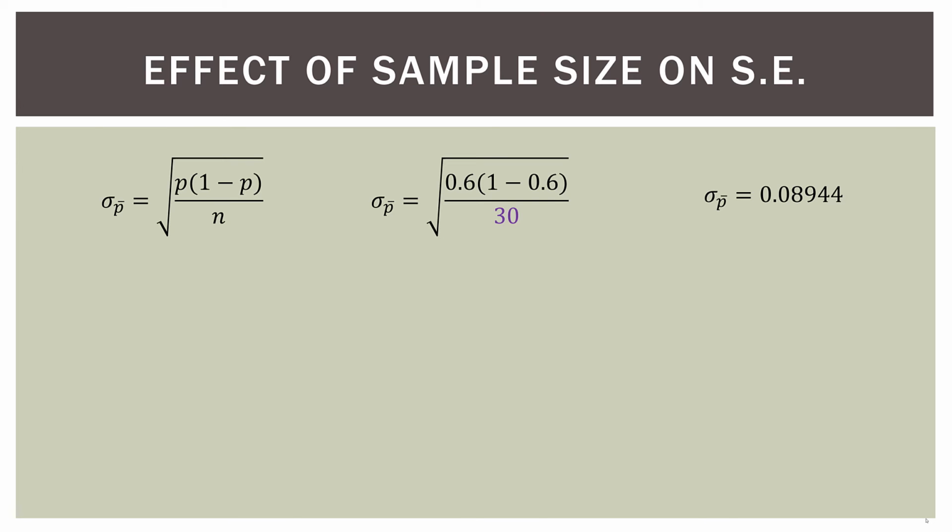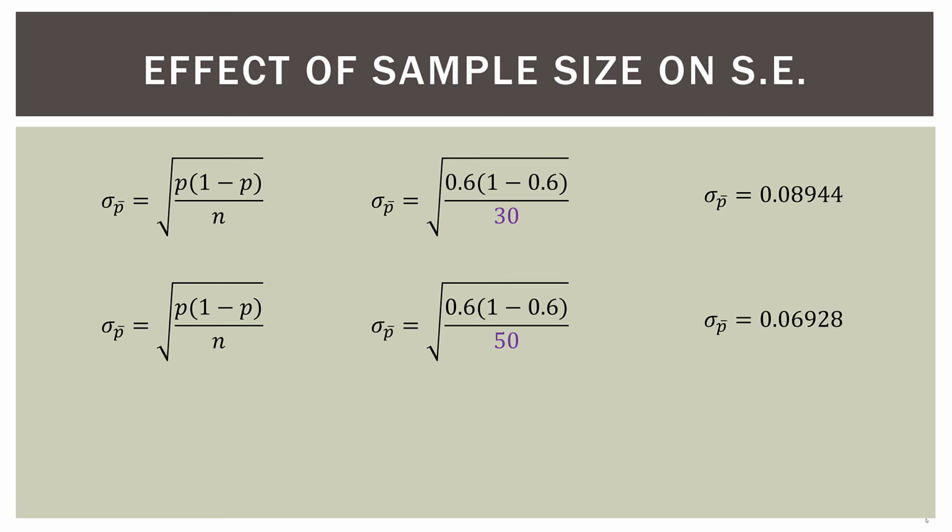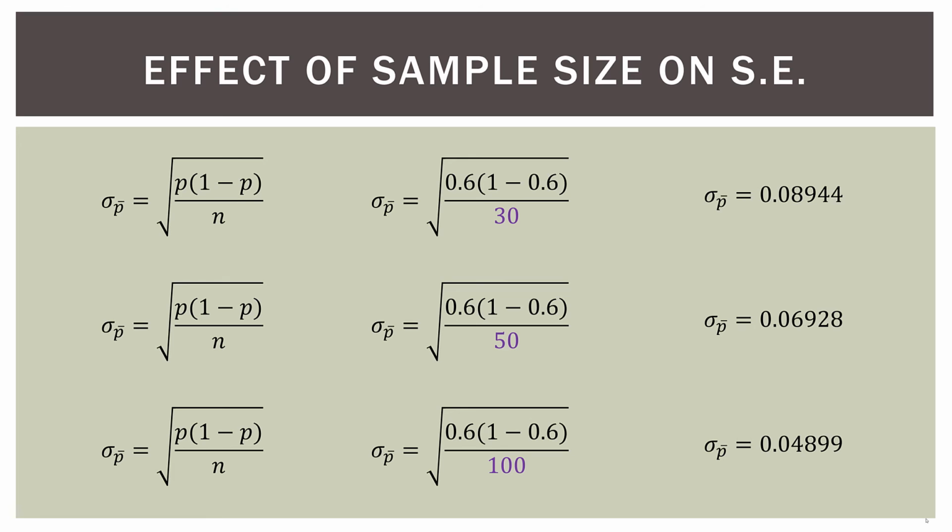0.08944. Now what if we have each grad student go out and ask 50 students, not 30? Now our standard error is 0.06928. See, it decreased. Our standard error narrowed. What about 100 students? Now our standard error is 0.04899. See what's happening here?